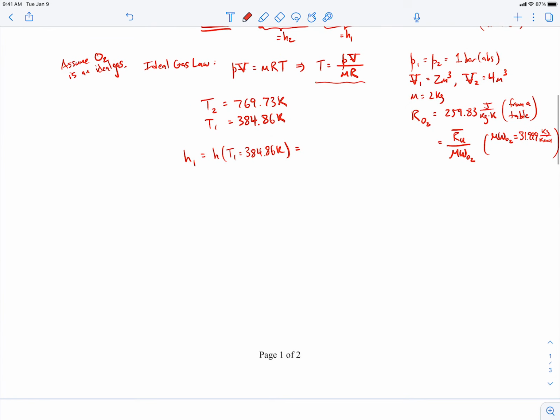If you do that linear interpolation, then what we get is that this value comes out to be 11,260.01 kilojoules per kilomole. You can do the same thing for the final state. That's at temperature T2.